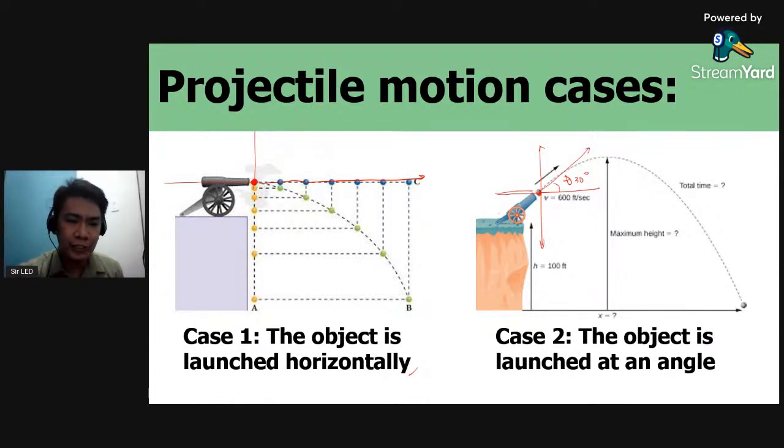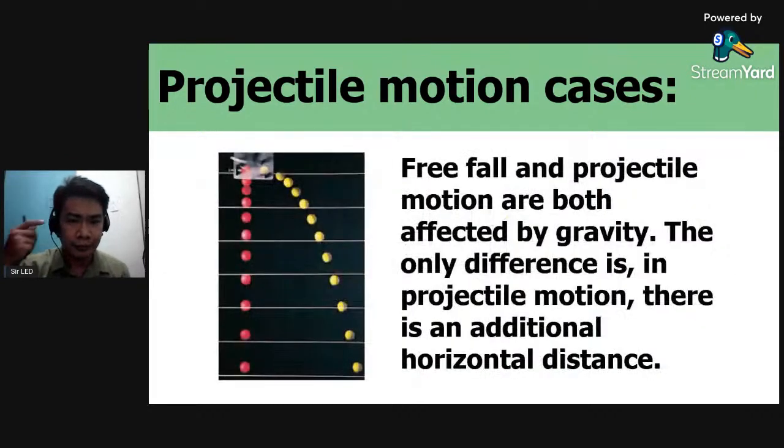So always remember this. Case number one, the object is launched horizontally. Case number two, the object is launched at an angle. In this video presentation, we will focus on case number one problems. So we will be solving problems involving case number one. But before we solve problems involving case number one, remember this, that free fall and projectile motion are both affected by gravity.